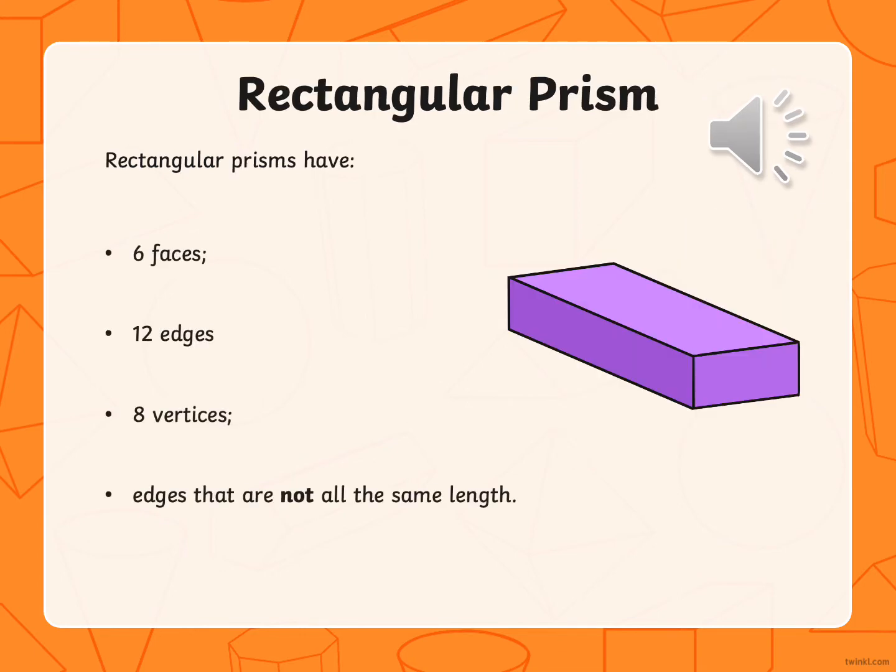The next shape is a rectangular prism. The rectangular prism has 6 faces. All the faces are rectangles. It's got 12 edges, 8 vertices, and again the edges are not the same length.